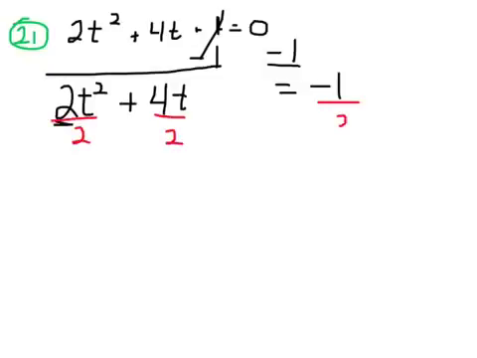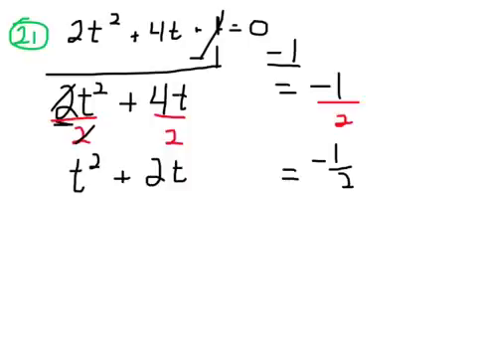And unfortunately everybody gets divided by 2 and I do end up with a fraction on the other side, but that's not that big of a deal. These 2 cancels out and I get a t squared. Now 4 divided by 2 is 2t. And over here I have negative 1/2. Now, I've moved the constant to the other side.